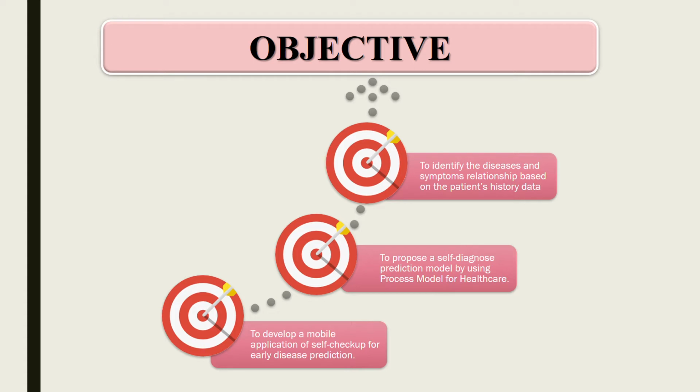The main objective of this project is, first, to identify the diseases and symptoms relationship based on the patient's history data, to propose a self-diagnosed prediction model by using the process model for healthcare. Next is to develop a mobile application of self-checkup for early disease prediction.